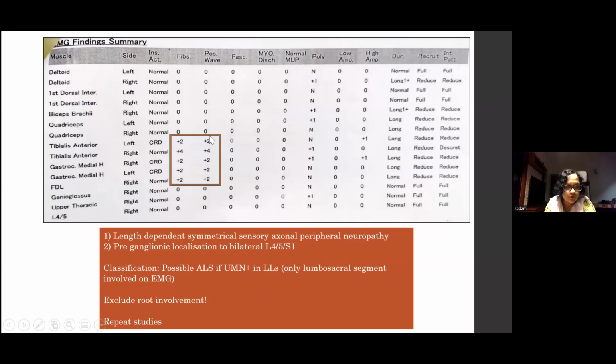In such very localized situations, it's really important that you exclude a radiculopathy, because that's something treatable. You can do something about it. The prognosis is different for the patient. So it's important that you exclude a radiculopathy when it's very, very localized like this, with even thoracic spared, upper limbs spared. If in doubt, just repeat your studies, repeat your electrophysiological studies.